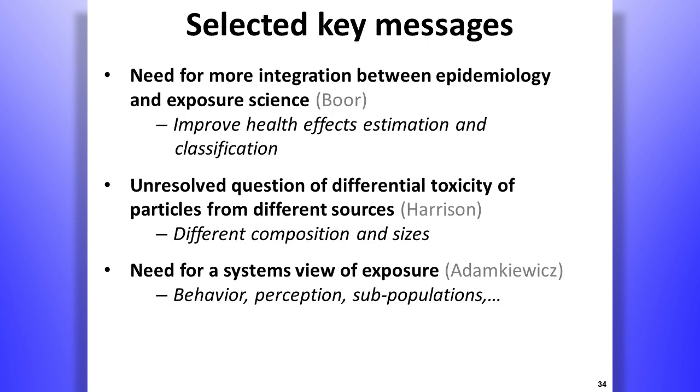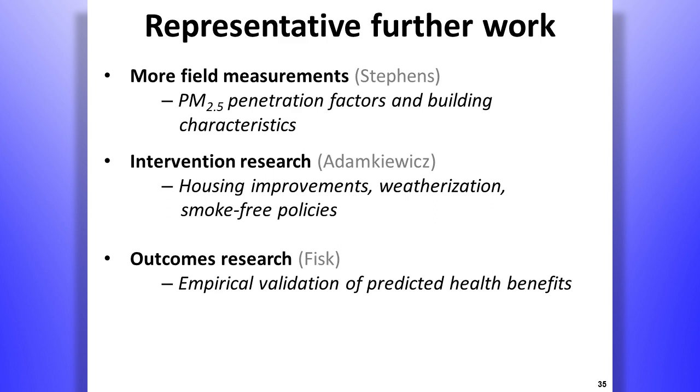Among the key messages, the need for more integration between epidemiology and the exposure sciences to get a better handle on the differential toxicity of particles from different sources, and the need from a socioeconomic status perspective for a systems view of exposure and how behavior and particular subpopulations might influence people's exposure to particulates. Among the areas of research that were identified by speakers were the need for more field measurements to better understand levels inside of buildings and various types of buildings and how buildings themselves influence those, the effects of various interventions on exposures, and better relating lowered exposure levels with health benefits.